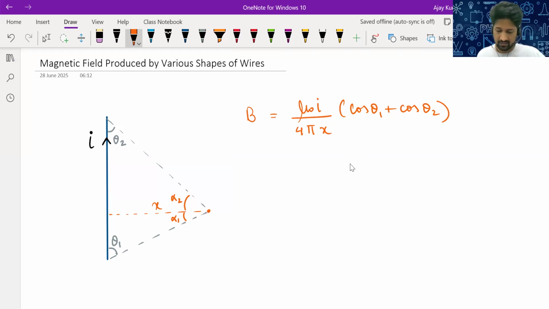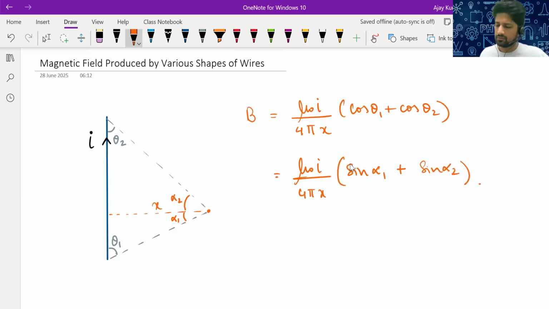How are alphas related to thetas? You can clearly see that there are right angle triangles here. So alpha 2 is nothing but 90 minus theta 2 and alpha 1 is 90 minus theta 1. So you can express the same result as mu naught I divided by 4 pi x. Cos theta 1 can be written as cos 90 minus alpha 1, which becomes sin alpha 1. And cos theta 2 is cos 90 minus alpha 2, which becomes sin alpha 2. So the same magnetic field produced by a straight wire at a distance x from itself can be expressed in terms of angles subtended at that point itself.